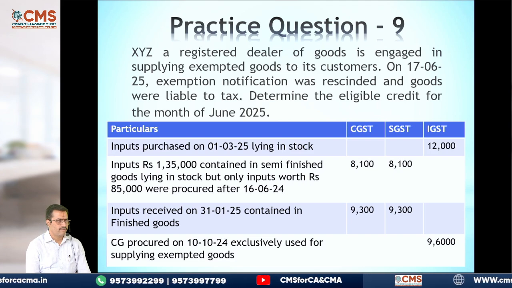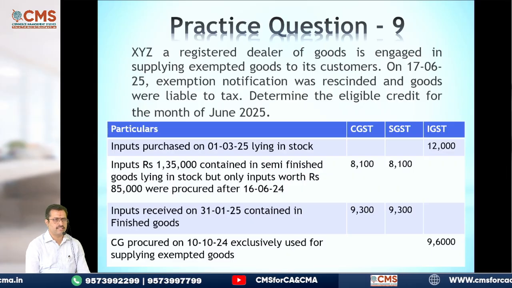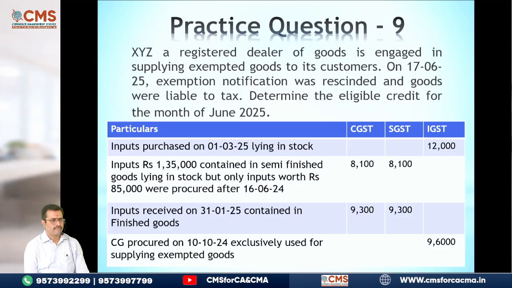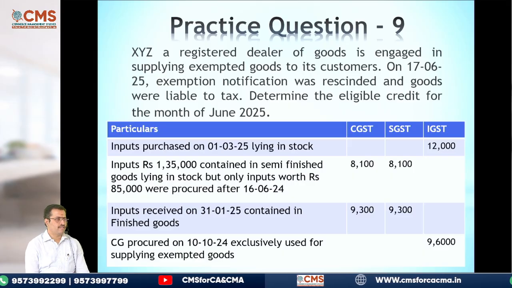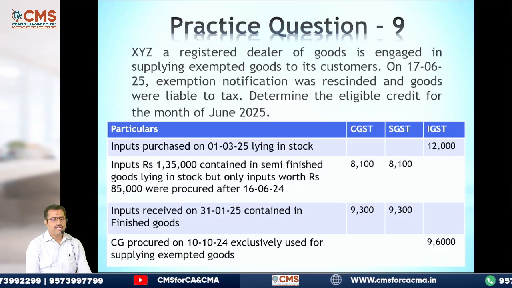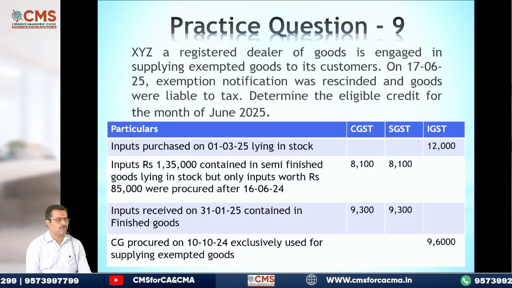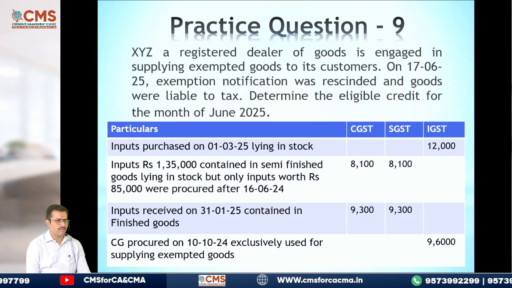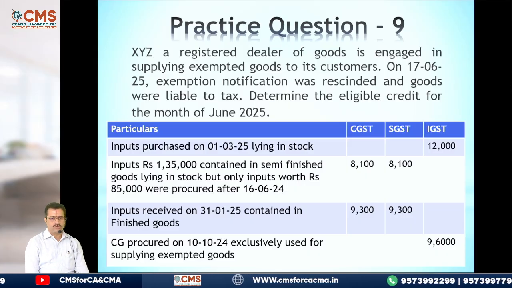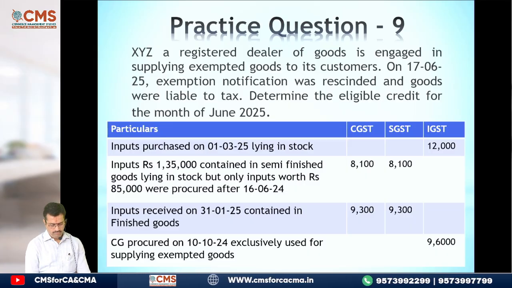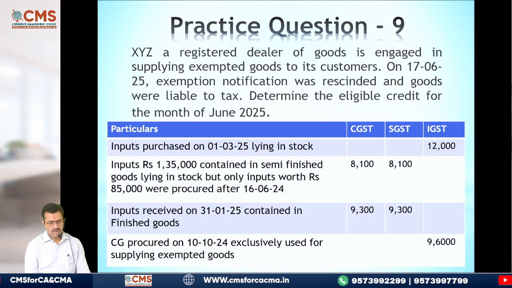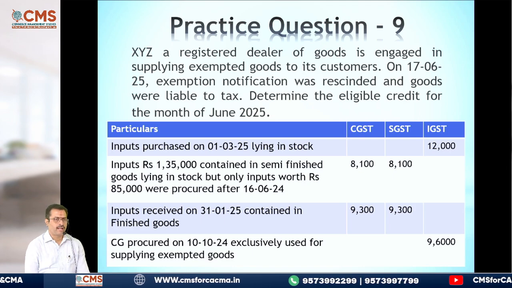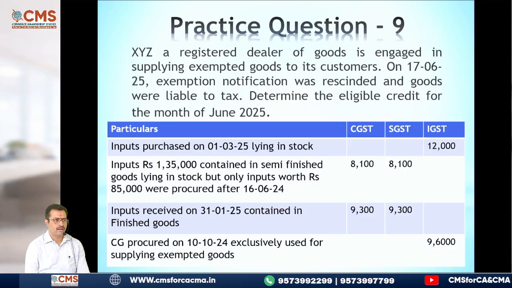5,100. Very good. Both the columns, CGST and SGST column, you have to put 5,100, 5,100. Everyone got it? Next. Inputs received on 31st January 2025 contained in finished goods. Directly you can take these values. Inputs contained in finished goods: how much? 9,300, 9,300 over.